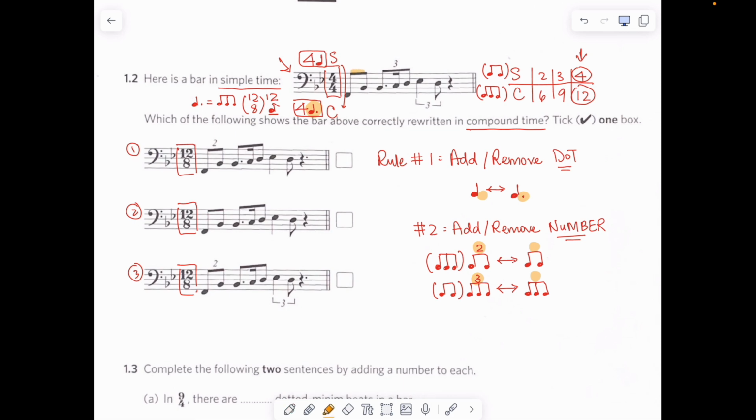So you see these 2 are grouped together. These 3 are grouped together in a triplet. Okay, take a look. These 2 quavers together make 1 crotchet. That's your first beat, right? This is actually just 3 quavers in the triplet, so it also makes 1 crotchet beat.